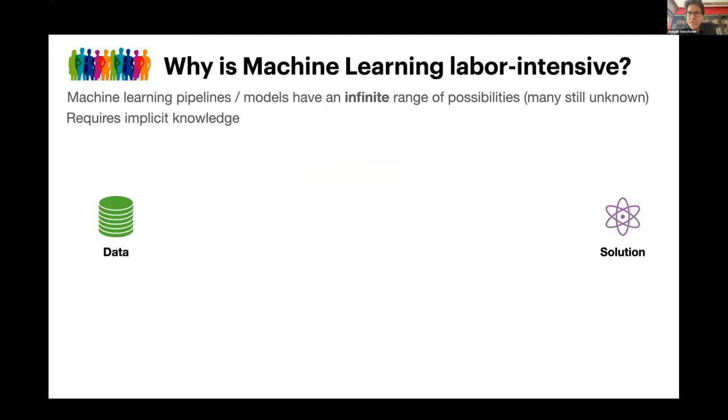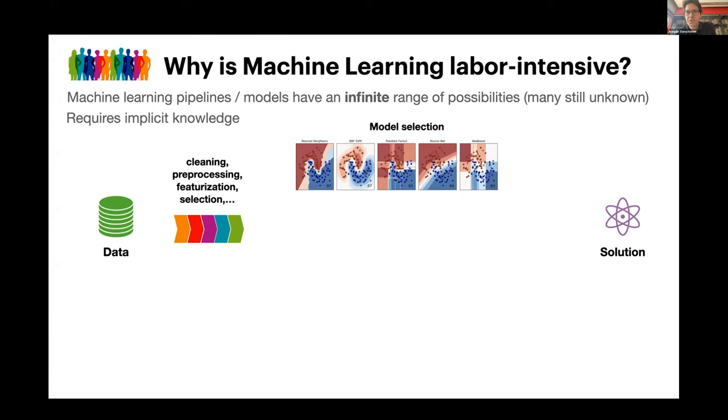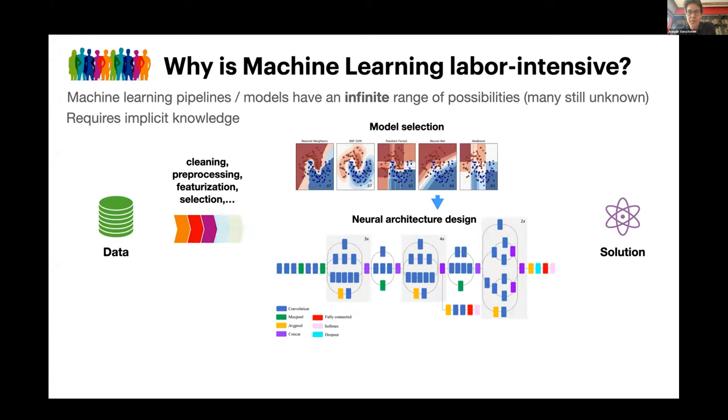So why is machine learning so labor intensive? I'm not sure what the audience is exactly here, but just in case you're not so familiar with machine learning, when you're looking at the data set, you first need to do pre-processing, you need to select features, or you need to create features. Then you need to select which machine learning models you want to build or which neural architectures you want to design. And sometimes you want to do transfer learning. So then the question is, which networks can you pre-train? And then how do you transfer that or build other models that are better fitted for your problem?